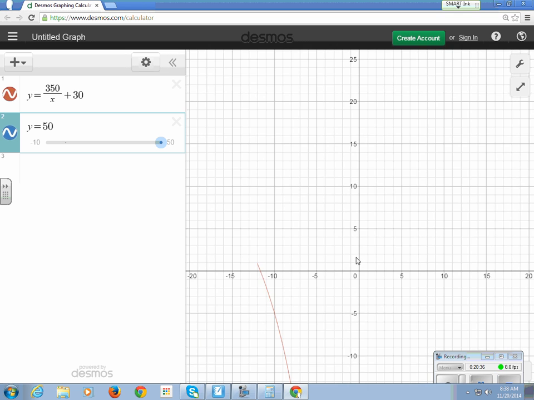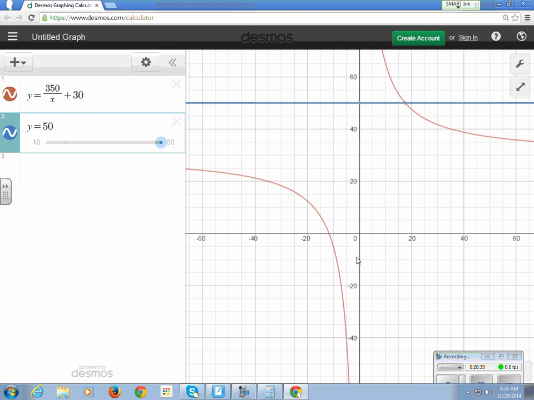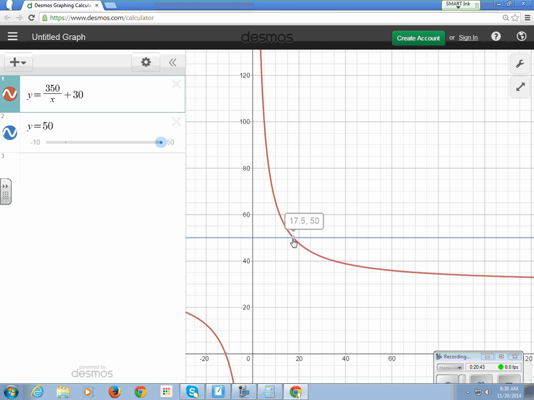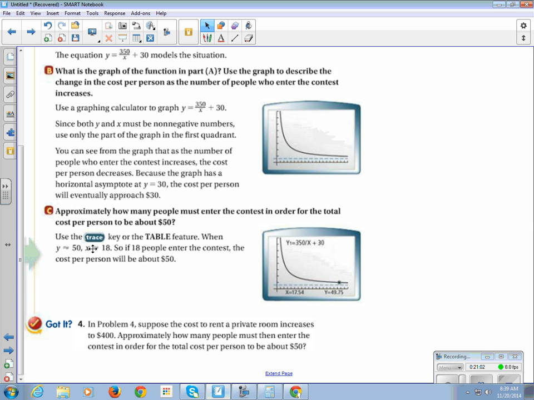Because it makes a line, and where they cross, it'll give you a nice little point. So I need 17 and a half people to make 50 bucks. It'll be $50 cost per person. So if you have 17 and a half people, or approximately 18, because you can't have a half person. Crazy, not a half person.